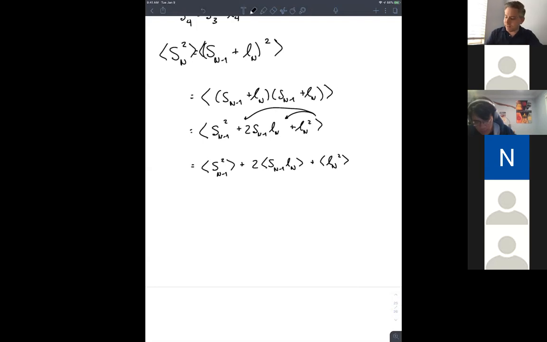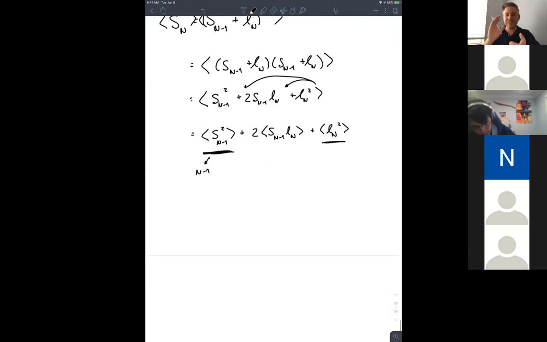Now we already have our assumption about what we believe this is going to be. We assume this is going to be equal to n minus 1. Now L sub n is just the last step that we take. L sub n can either equal plus 1 or minus 1, and then we square it. So that's either plus 1 or plus 1. The average of plus 1 or plus 1 is 1. So this is going to come out to be just equal to 1.